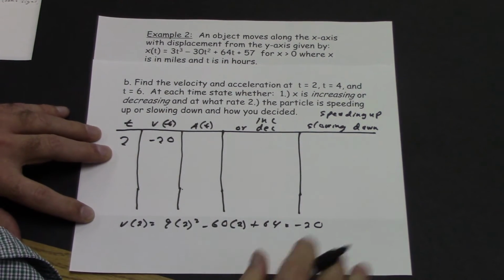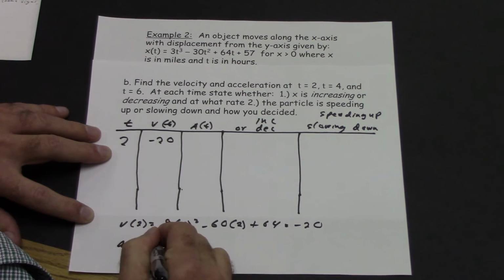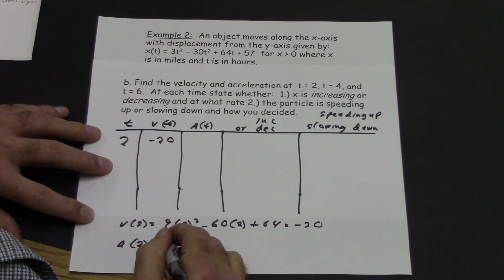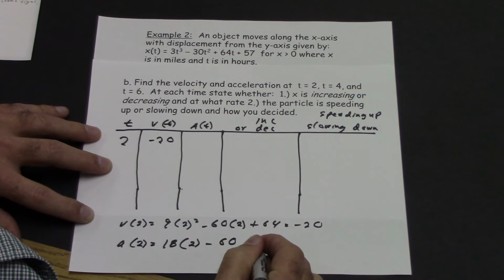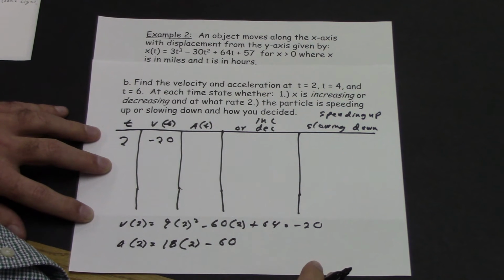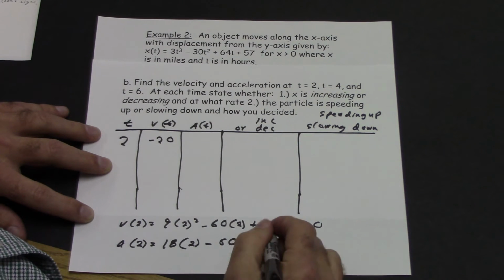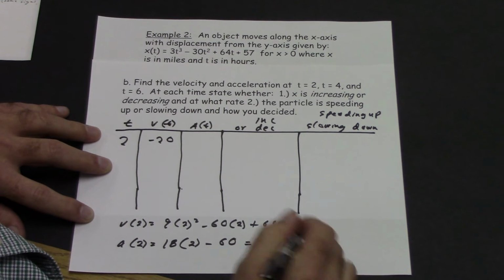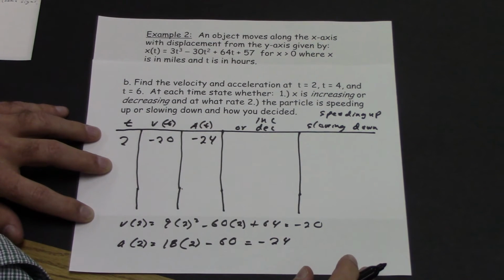Let's get the acceleration also. Now, we're going to use the acceleration function this time. So the acceleration after 2 hours was 18 times 2 minus 60. So hopefully you can still see this okay. Which is negative 24. So let's put that right here, negative 24 under the acceleration column.